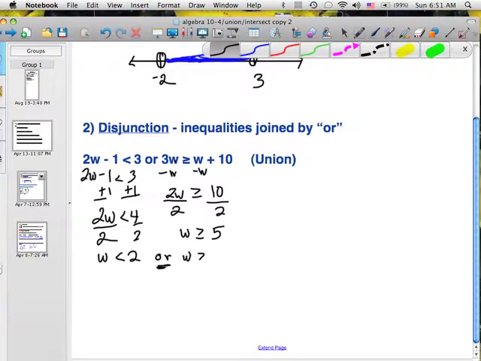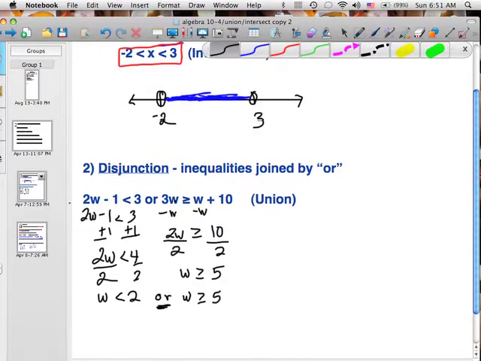So in this case, with an or sentence, the numbers can be less than 2, or they can be greater than or equal to 5, which is actually finding the union.